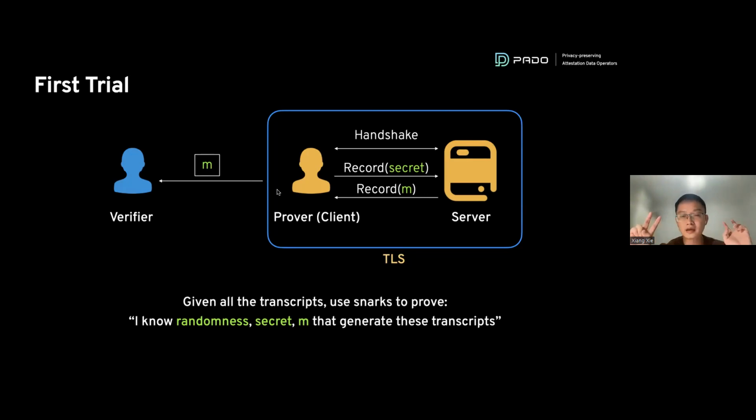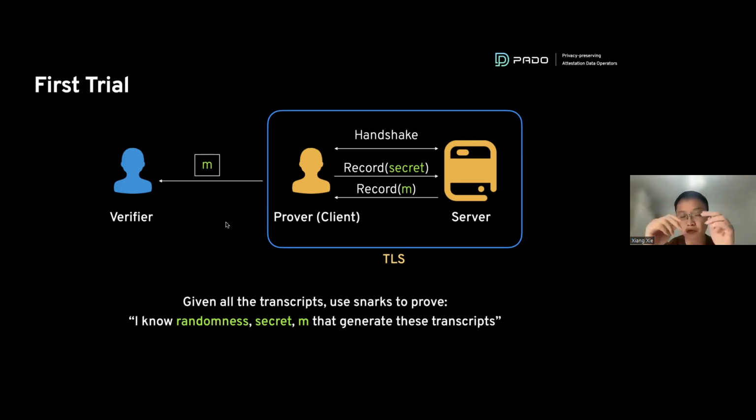Kind of a very simple way. So in this way, after the TLS handshake, in the record phase, the prover sends the request with the secret to the server, and then gets back the message. After this TLS session, the prover can get all the transcripts from the internet.